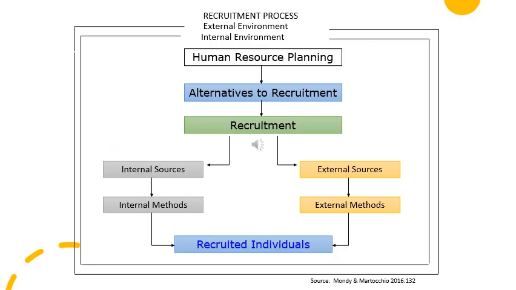Well, let's start now with the recruitment process. The recruitment process is very much influenced by the external environment. I don't have to explain to you what factors are there. It's also, of course, influenced by the internal environment, and this mainly by human resource planning, because we heard already before that human resource planning is based on the strategy, and then we are going to recruit or choose some alternatives to recruitment. If we decide we will recruit, we can choose internal sources and we can choose external sources. And for both sources we will use different methods to recruit individuals.